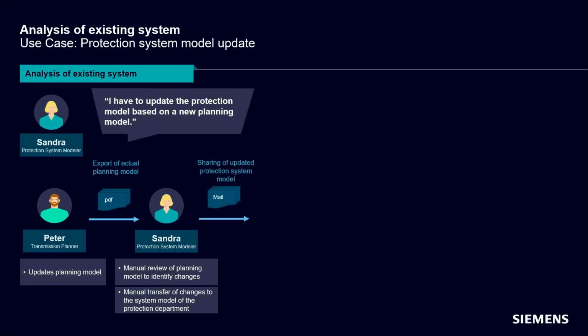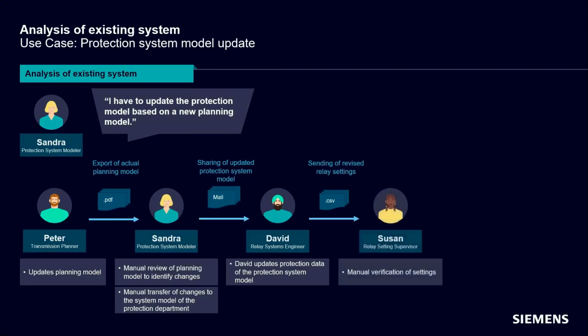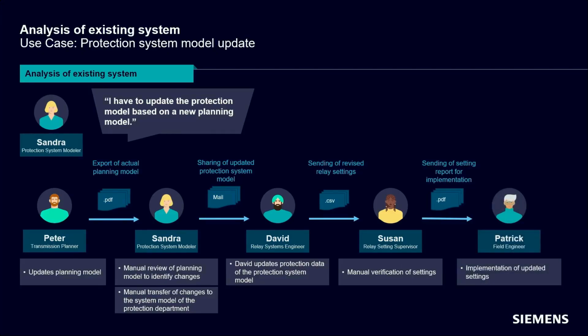Then in the next step, after Sandra has updated the protection model, she is sharing the updated protection system model, for example via mail, with her colleague David, who is responsible for setting up the protection settings. David now updates the protection data of the protection system based on the new model, on the new asset data, for example, and then sends the revised relay settings to Susan, the relay setting supervisor, who does another manual verification of the received settings. Last but not least, Susan sends the setting report to a field engineer, called Patrick in this case, who is finally implementing the updated settings in the field.